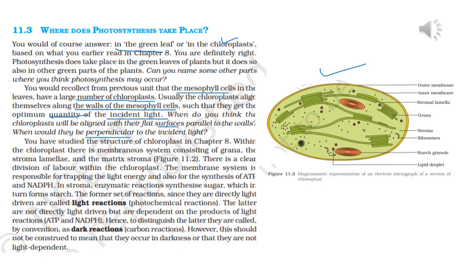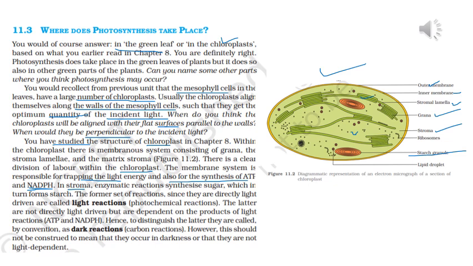You have studied the structure of chloroplast in Chapter 8. Within the chloroplast, there is a membranous system consisting of grana, the stroma lamellae, and the matrix stroma. There is a clear division of labor within the chloroplast. The membrane system is responsible for trapping the light energy and also for the synthesis of ATP and NADPH. In stroma, enzymatic reactions synthesize sugar, which in turn forms starch.